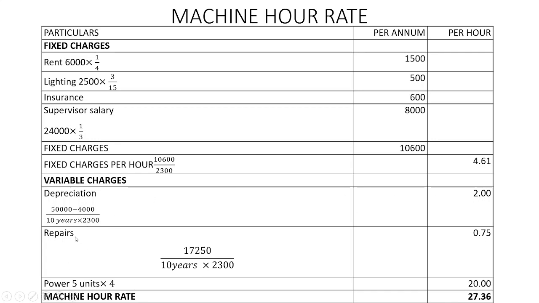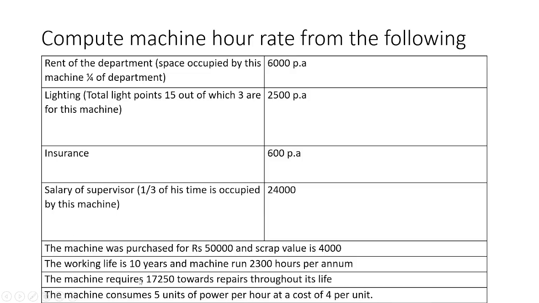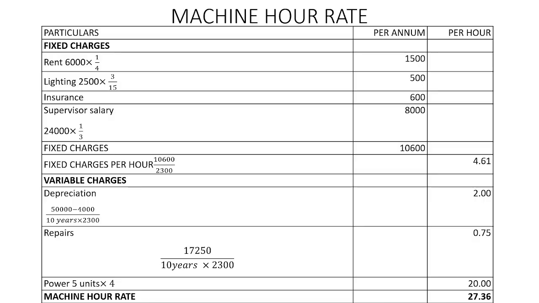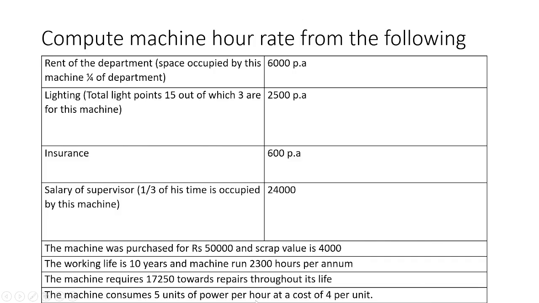Next comes repairs. Repairs information is given that the machine requires 17,250 towards repairs throughout the life. So it is for the entire life, the entire life means 10 years. So 17,250 divided by 10 years into 2,300. This is for the entire life of the machine, that is for 10 years we are incurring 17,250. We are going to find out the per hour repair charges. So it is 0.75.